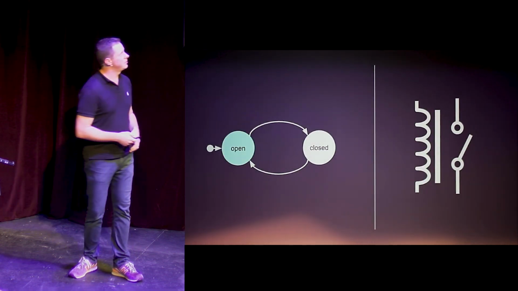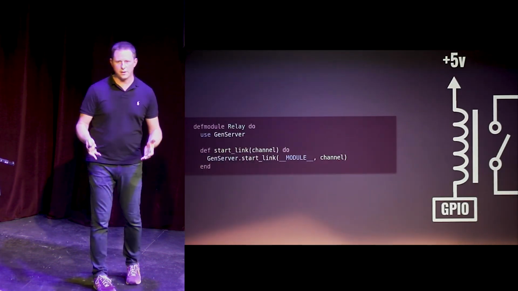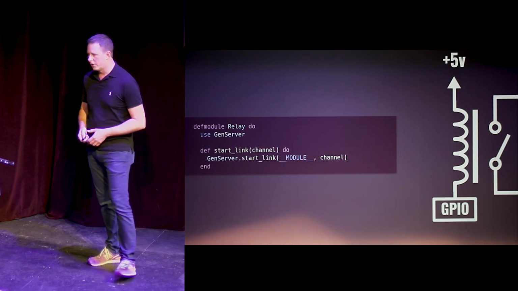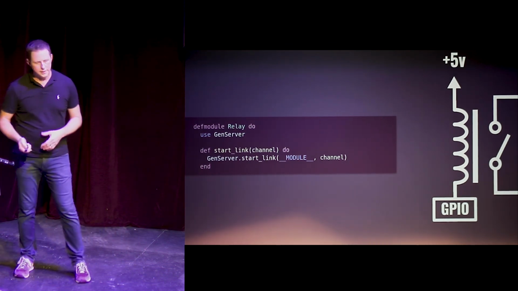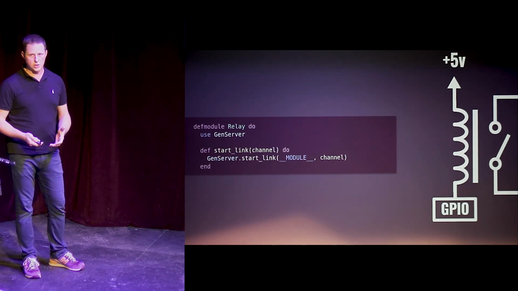Relays have very, very simple state machines. There's not a lot to it. They're either open or closed. They go back and forth. So we can model that as a GenServer. So we can represent this logical control for a relay as an Elixir process. So we'll go through what the relay GenServer looks like.